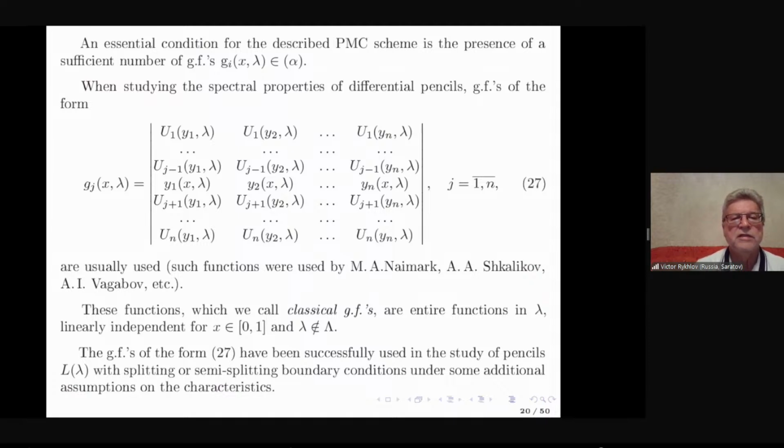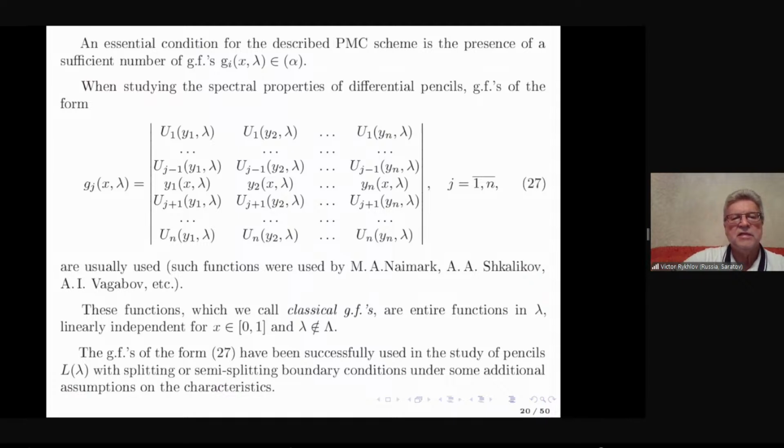The essential condition for the described PMC scheme is the presence of a sufficient number of generating functions j i of x lambda from alpha.